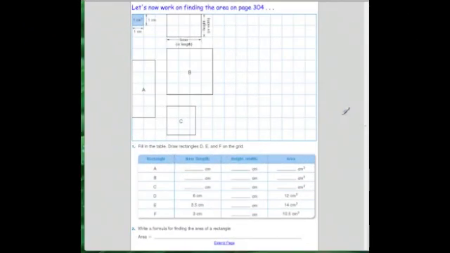Now let's work on finding the area on page 304. Number 1 says to fill in the table and draw the rectangles D, E, and F on the grid. I'll do 2 examples with you here. First, let's start with A. We look for our A box here, and it wants the base length. The base is going to be this bottom portion right through here. So our base length is 1, 2, because there are 2 squares, so base length is 2. And we also write it down here.